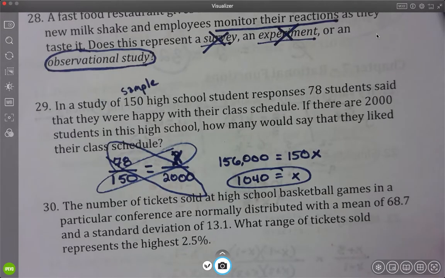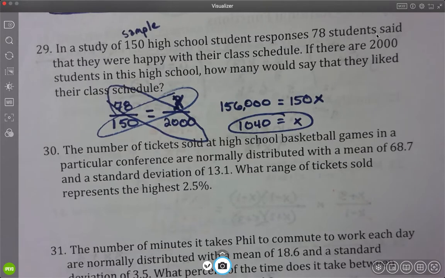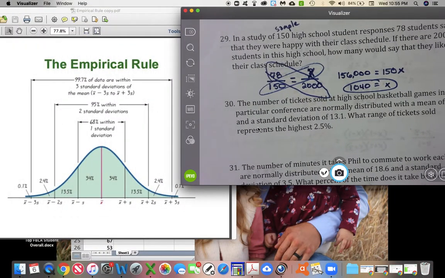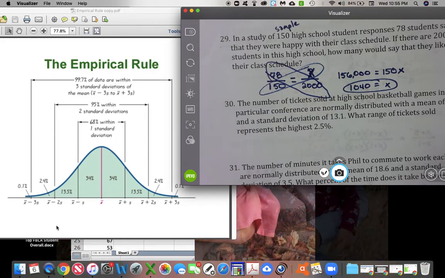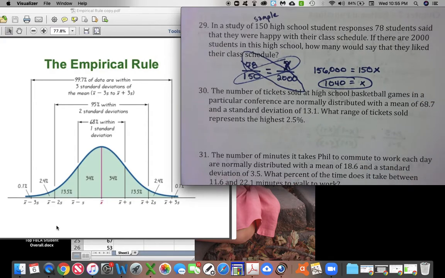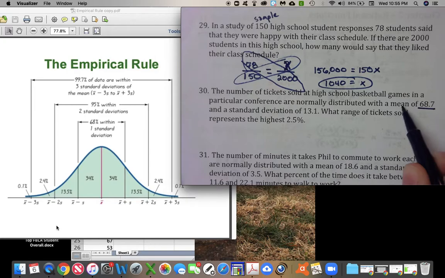Okay. Right, 30. Numbers 30 and 31 are going to have to do with the empirical rule, so I'm going to kind of do this like this so we can look at our empirical rule sheet over here. Number 30 says the number of tickets sold at a high school basketball game in a particular conference are normally distributed with a mean, that means the average.